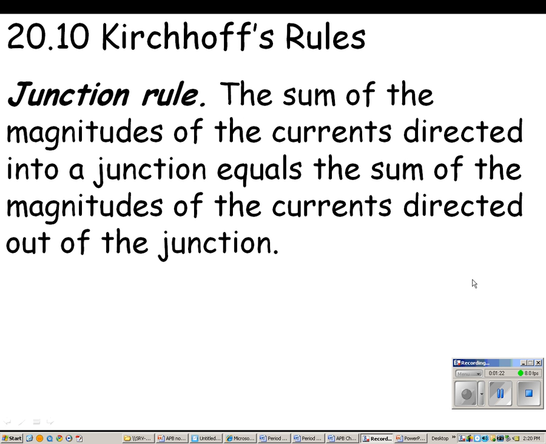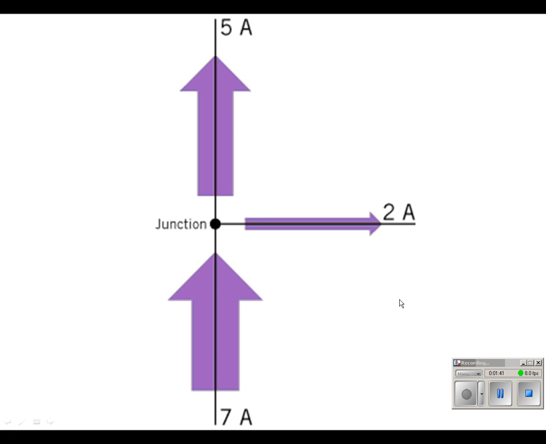We're now going to look at what's called Kirchhoff's rules. These are rules for circuits. The first rule is the junction rule. The junction rule is the sum of the magnitudes of the currents directed into a junction equals the sum of the magnitudes of the currents directed out of the junction. It's pretty self-explanatory in the drawing. If you have 7 amps of current coming into a junction, you can have 5 amps and 2 amps come out for a total of 7. So if you have 7 amps coming in, 7 amps will come out.